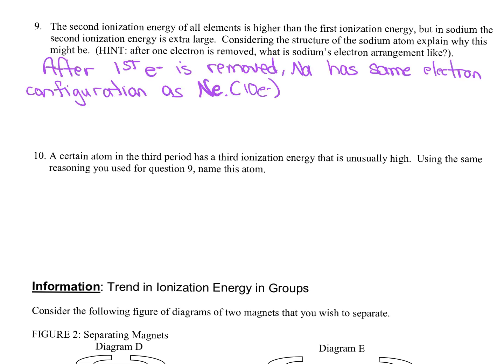So after the first electron is removed, sodium then has the same electron configuration as neon with 10 electrons. At this point, we're very stable, and it's much harder to take an electron away. Question number 10. A certain atom in the third period has a third ionization energy level that is really high. Using the same reasoning you used for question 9, who is this atom?